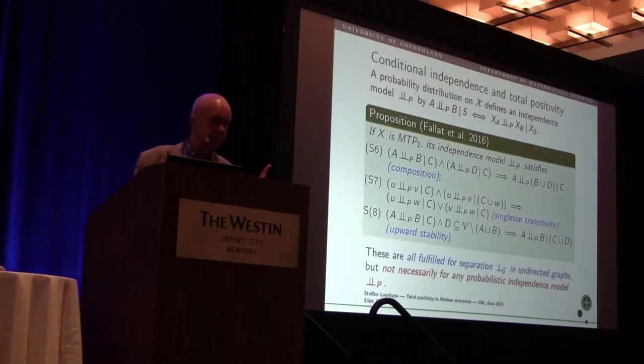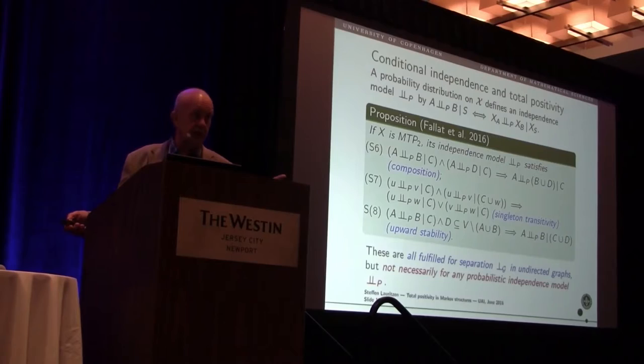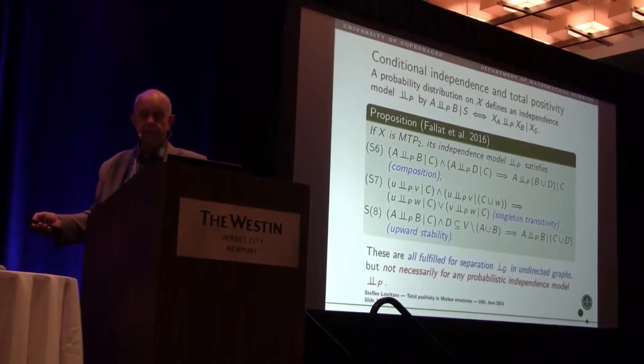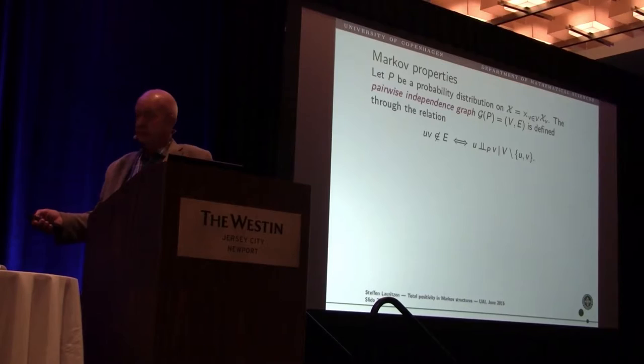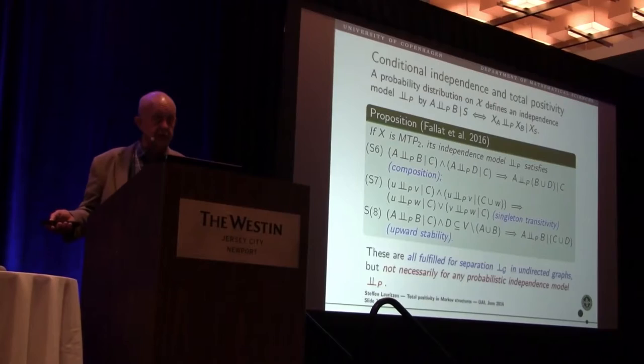This reference, which floats around all the time, is a reference to the paper that this is based on, which is on the arXiv, and it is to appear in the Annals of Statistics. It is accepted. I should have proofs any time, so I don't know if it will come out soon. But it's on the arXiv. So the question is now, because of this picture, can we say something about the Markov structure and the independence structure for MTP2 distributions?